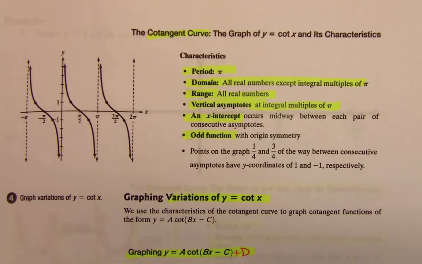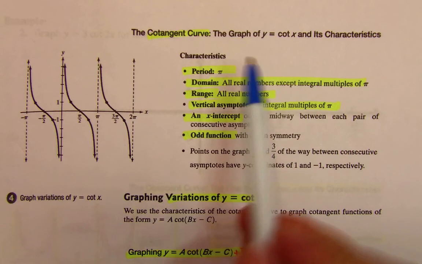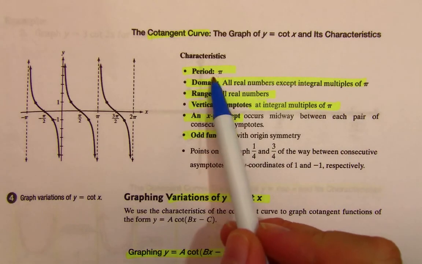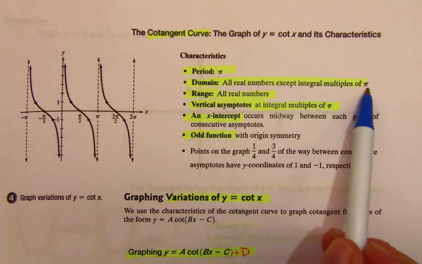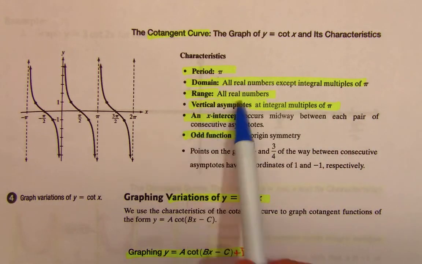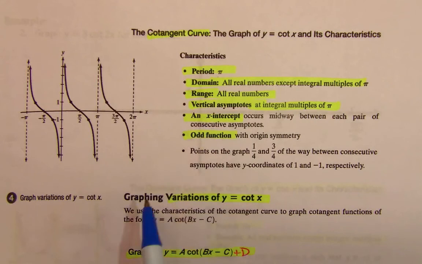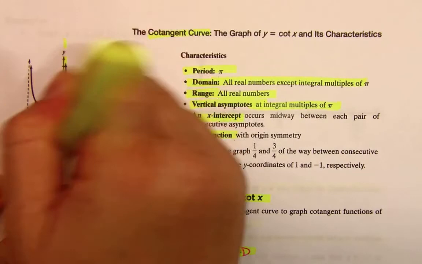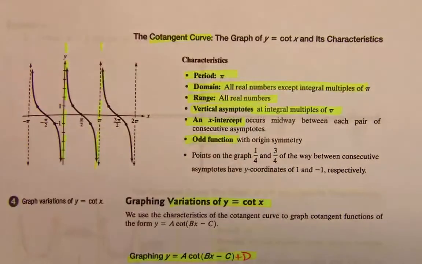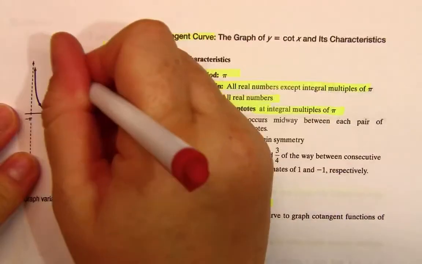So cotangent, similar to tangent, has a period of pi. Domain, all real values except for multiples of pi. Range is all real numbers. Vertical asymptotes at multiples of pi. X-intercepts, odd function. Again, very, very similar to our tangent function. This is a single period of our cotangent graph.